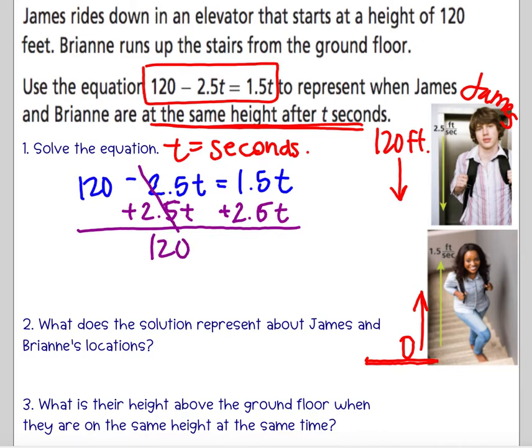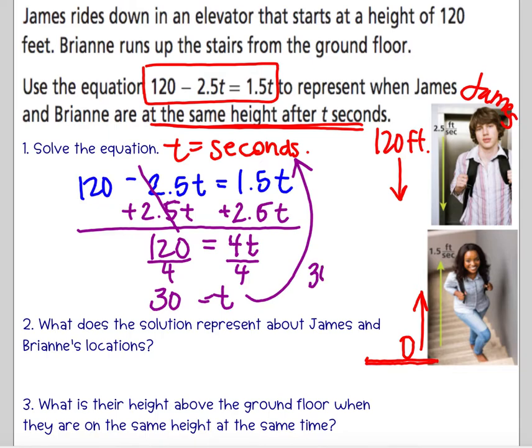So 120 equals 1 and 5/10 t plus 2 and 5/10 t, which is 4t. Divide both sides by 4. t is equal to 30. 30 what? Go back to your variable. 30 seconds. That means after 30 seconds, they will be equal.